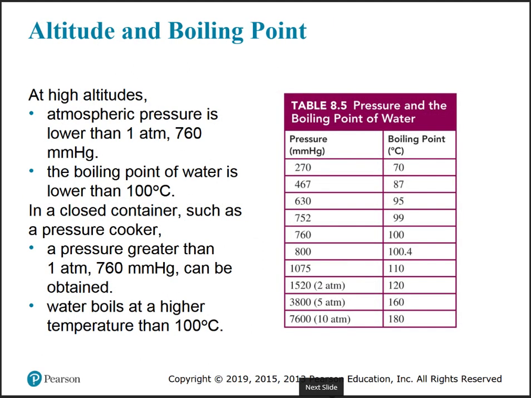So this table tells you the pressure and the boiling point of water. So you can see as you go from 70 degrees Celsius to 180 degrees Celsius that your pressure increases. So lower atmospheric pressure, you're going to experience a lower boiling point.